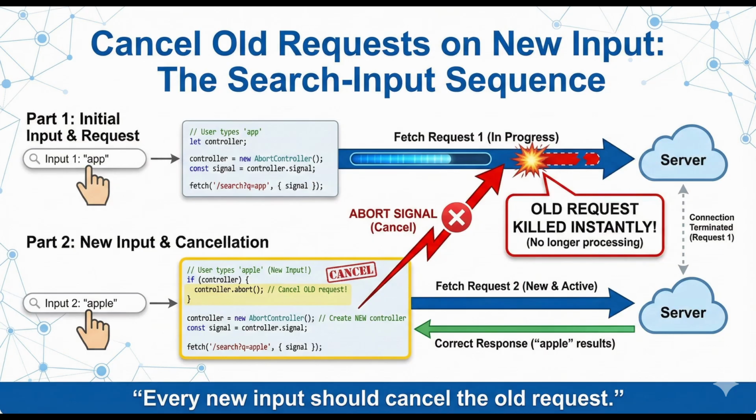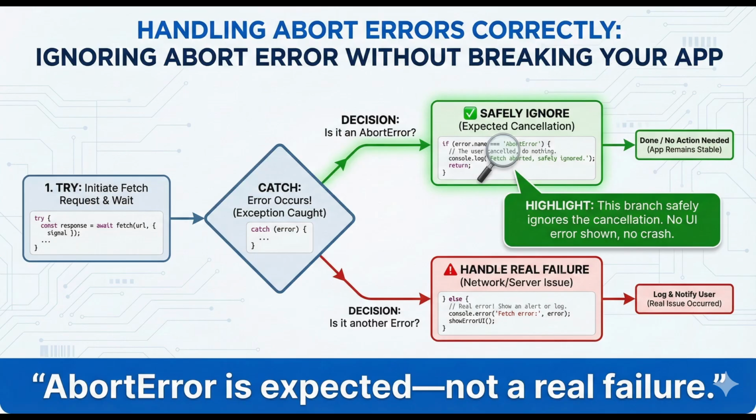Down here in the catch block, notice what happens. If the error name is AbortError, we just ignore it. That's expected. It means the request was canceled on purpose. Any real error still gets handled normally.